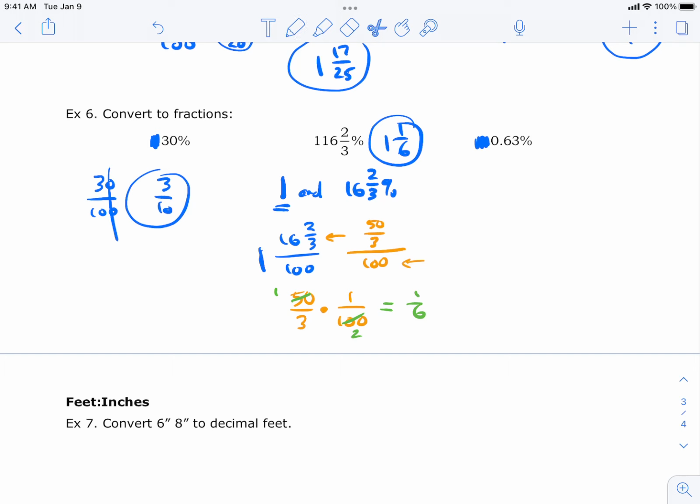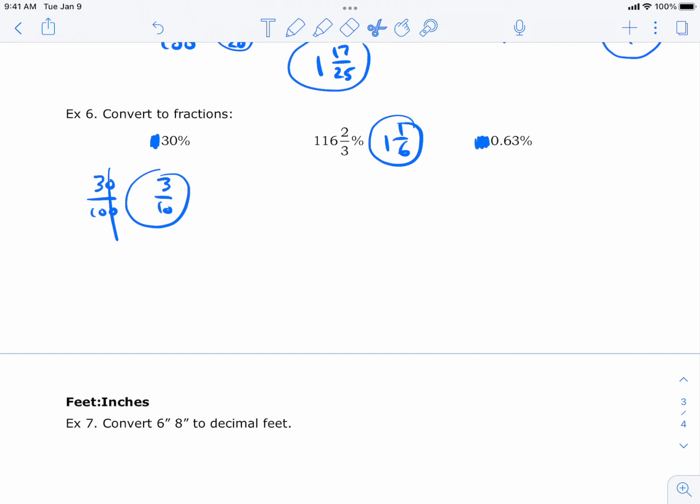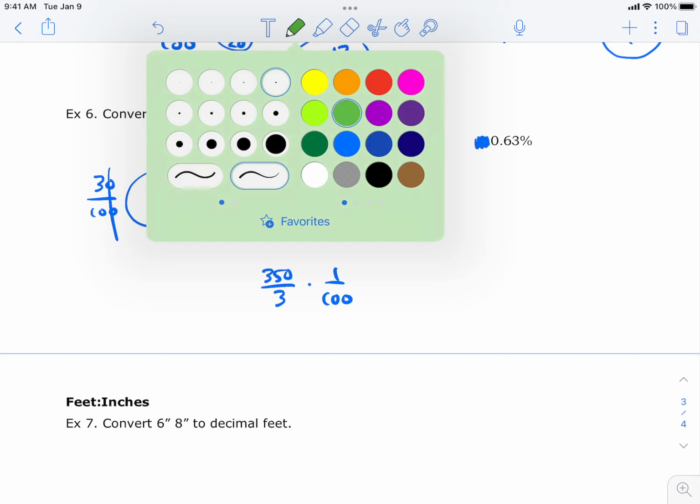That might have seemed a little long. If that seemed a little long, I suppose I could show you something that's a little bit shorter. Take the 116 and 2/3% and put it over 100. If you have a calculator, you can be fearless. You would go 3 times 116 is 348. You'd add 2. You'd have 350 over 3. That's what this becomes. And then again, to divide by 100 is to multiply by 1 over 100. Multiply by its reciprocal. See, this isn't taking as much ink.